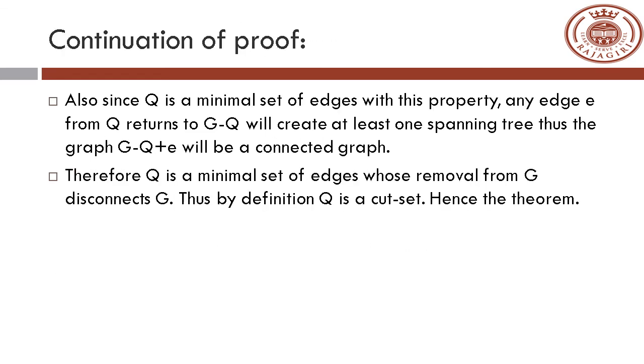And since Q is a minimal set of edges with this property, any edge e from Q returned to G minus Q will create at least one spanning tree. Thus, the graph G minus Q plus that removed edge will be a connected graph. Therefore, Q is a minimal set of edges whose removal from G disconnects G. Thus, by definition, Q is a cut set, hence the proof of the theorem.